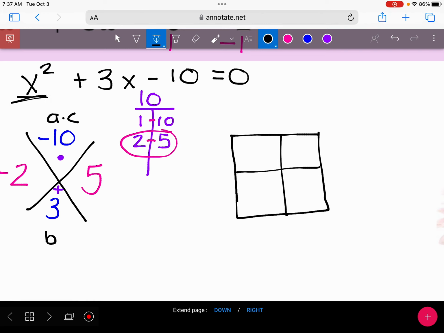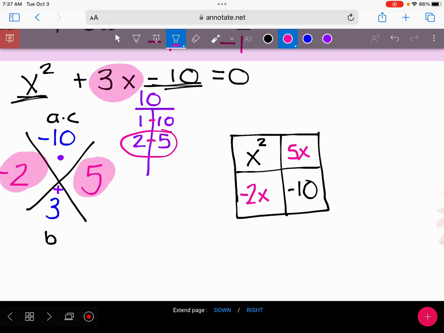We're always going to take our x squared from our equation. We're always going to take our c term, that minus 10. The only things we take out of our x frame are those numbers on the side. The minus 2x and the positive 5x. The only thing the x frame is good for is to figure out which two numbers this used to be. That's it. The top number we don't use for anything else. The bottom number we don't use for anything else. Do not put the A times C or the B in the box. They don't go.